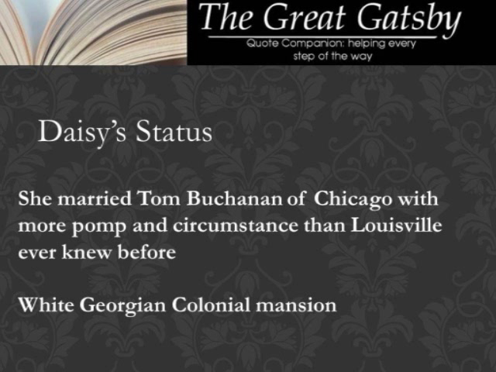Next we'll look at the two women's status in the book. So Daisy, obviously a very high status character. She marries Tom with more pomp and circumstance than Louisville has ever known, so she's obviously very rich. She's the most beautiful girl in this very rich neighborhood, and she lives in a big mansion, so all these things point to the fact that she's a very high status character.